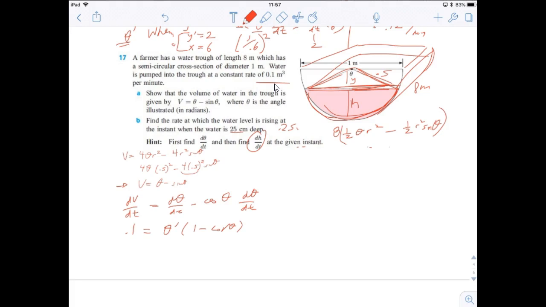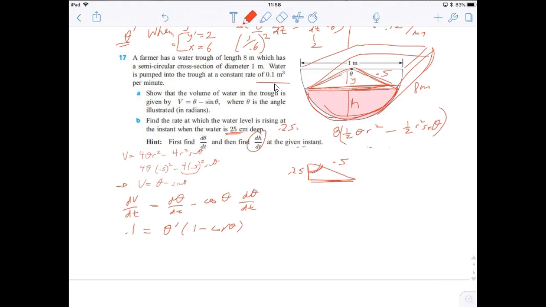let's see, can we figure out what theta is at this time? So let's draw half the triangle. This angle here is half of theta. We're at 0.5 here. We know for this instant that we're looking for that the water is 0.25 deep. So that means h is 0.25. If h is 0.25, what is y? Well, we know that the radius is 0.5, so since h is 0.25, then y must also be 0.25 meters. Okay, so this is 0.25. This part here we don't know, but maybe we don't need to know.